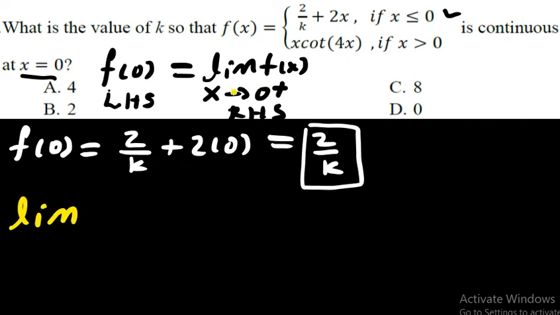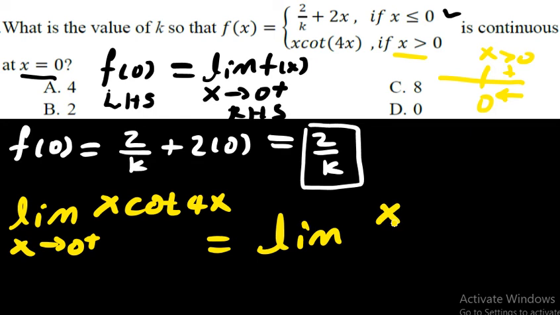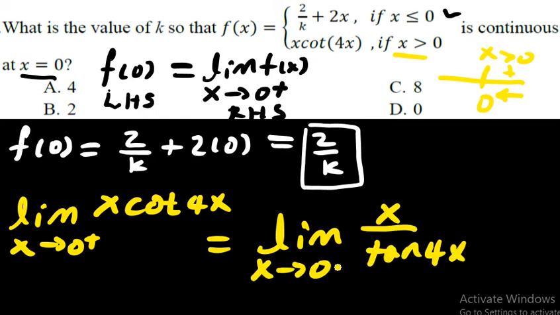I'm going to take the second function because x is approaching 0 from the right. From the right means the right side of 0 on the number line, that means the x greater than 0 part. So which function will be taken? x cot 4x as x goes to 0 from the right. This is the same as the limit of x over tan 4x as x goes to 0 from the right. Cot is the same as 1 over tan. And remember, this is a special limit.